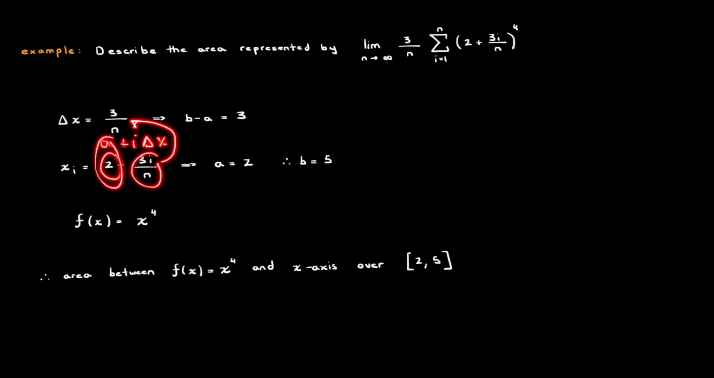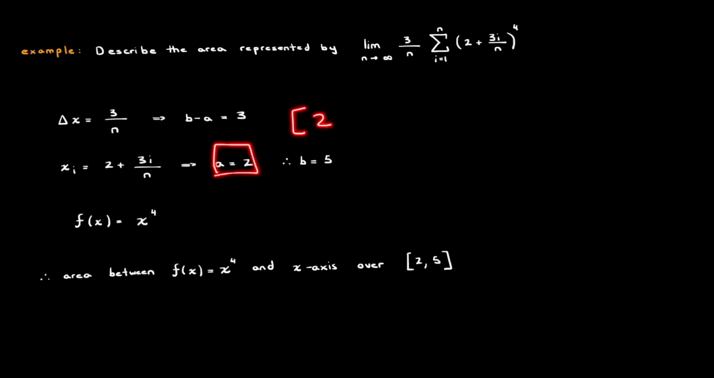So that means this must be a. This is the left endpoint of the interval that we're looking at. To find the right endpoint, just take this a value, plug it in here. So if you add 2 on both sides, you get the right endpoint being 5. So b is equal to 5. And lastly, the function under consideration appears to be x raised to the 4th power, because that's where we're plugging in our right endpoints. And so therefore, the final answer is that this limit describes the area between f of x equals x raised to the power of 4 and the x-axis over the closed interval from 2 to 5.